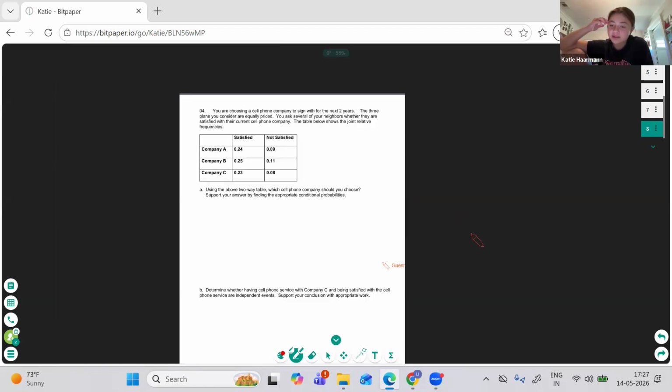You're choosing a cell phone company to sign with for the next 2 years. Three plans you consider equally priced. You ask several of your neighbors whether they are satisfied with their current cell phone company. The table shows the joint relative frequencies. Okay, company A. Use the above two-way table. Which cell phone company should you choose? Support your answer by finding the appropriate conditional probabilities.